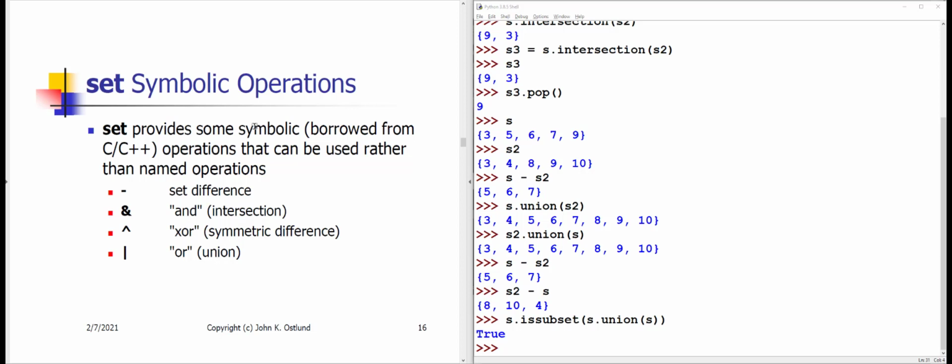All right, so onward to slide 16 here. It turns out that we can use symbolic operators to compute things like intersection, union, and set difference, as well as symmetric difference. And these things have this precedence. That is, of these four operator symbols, the minus sign for set difference has the highest precedence. Then the ampersand, which sort of means and, for intersection is next highest, then the hat or caret symbol, also called the XOR or exclusive OR symbol, for symmetric difference is third, and finally the vertical bar symbol, meaning OR, for union, is the last precedence.